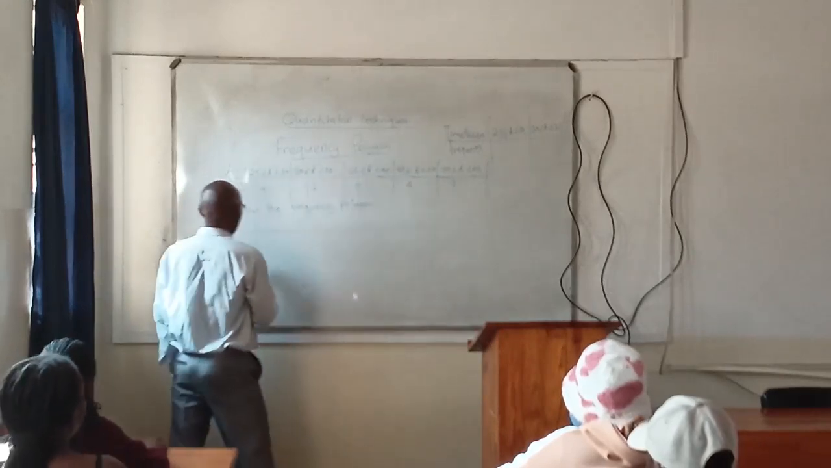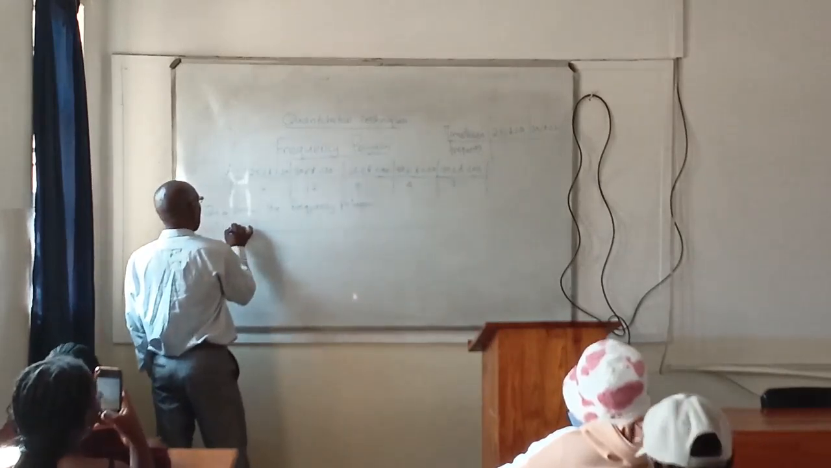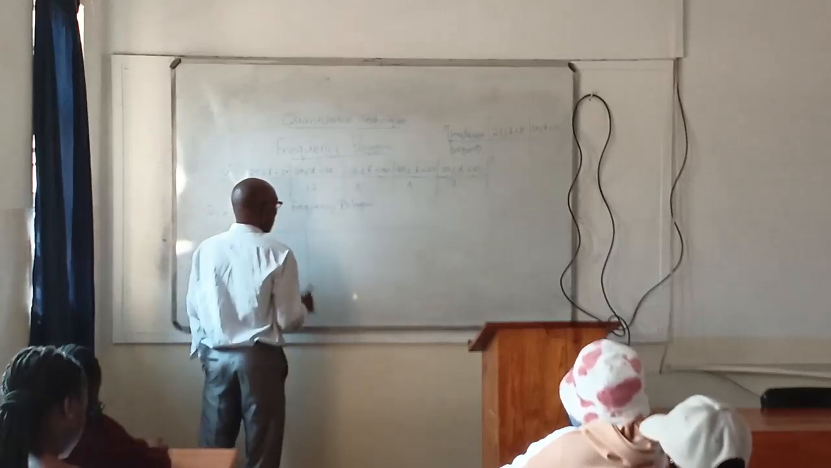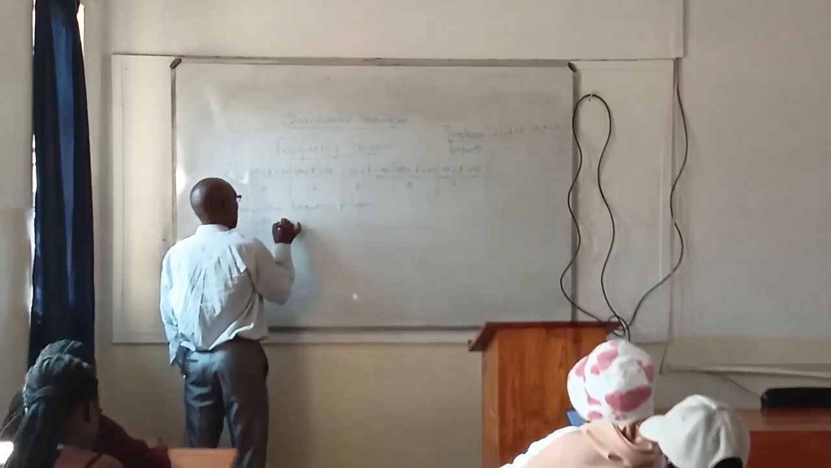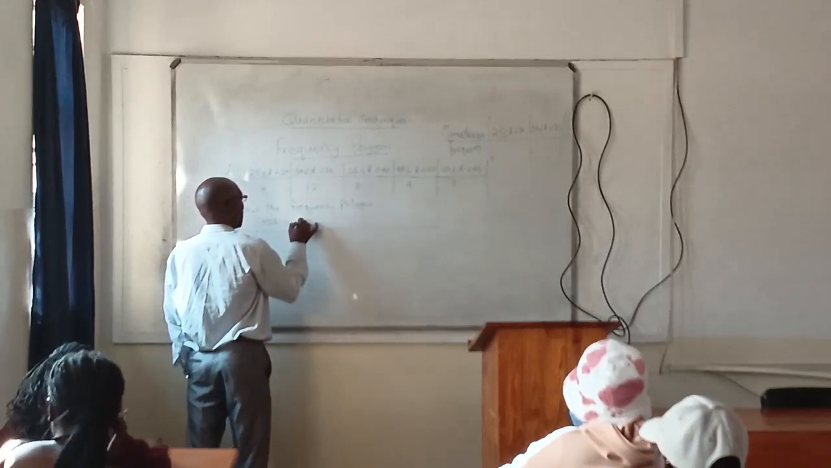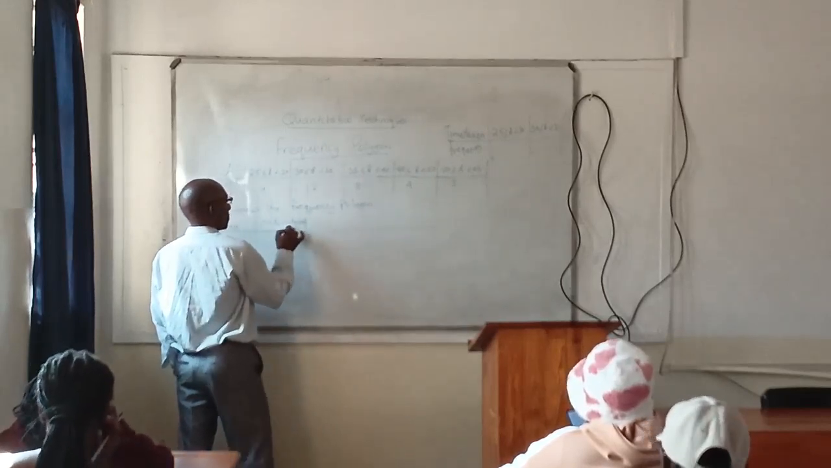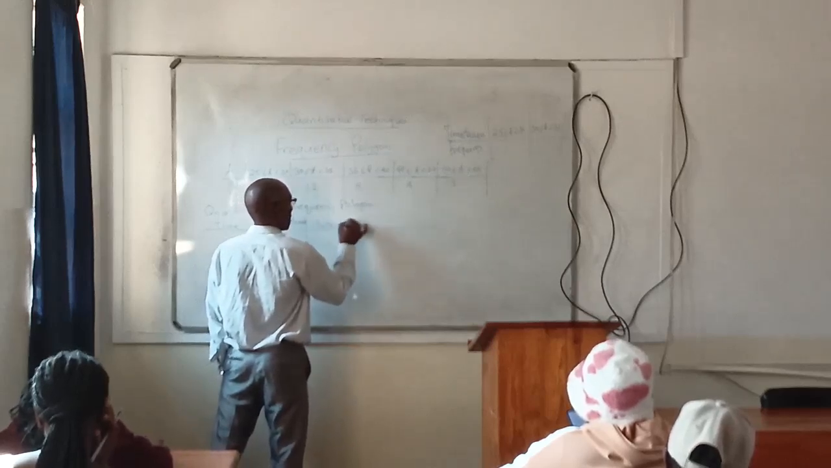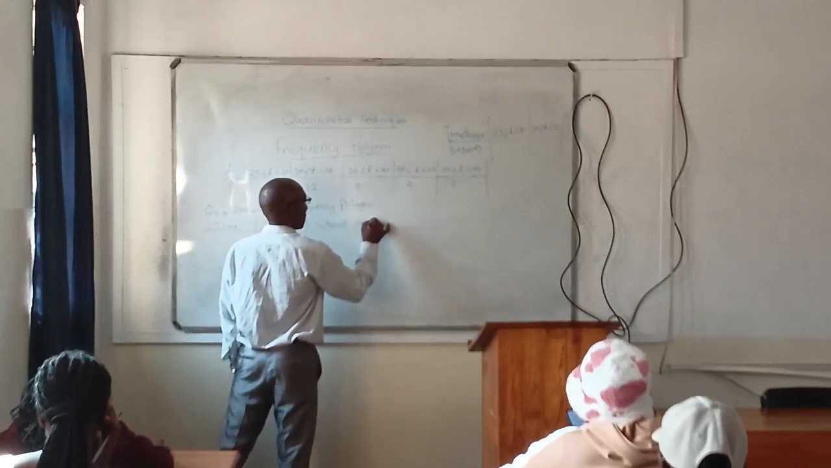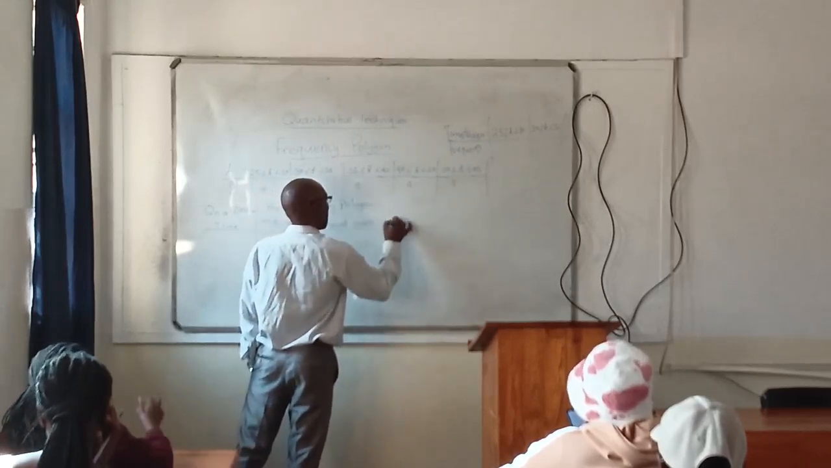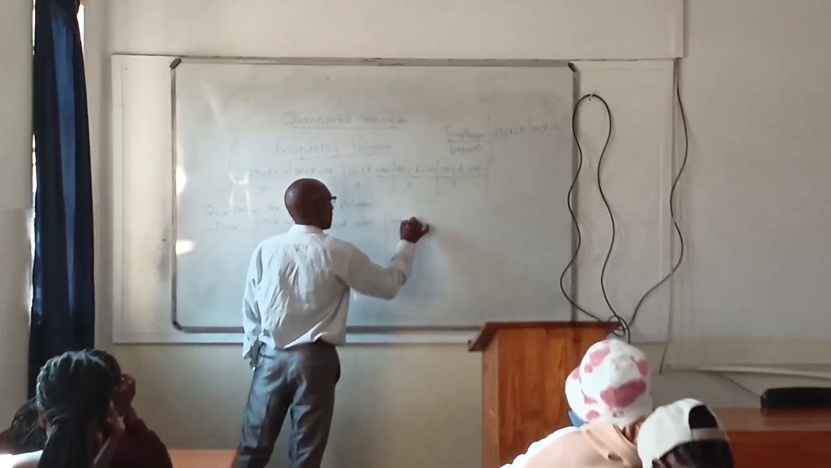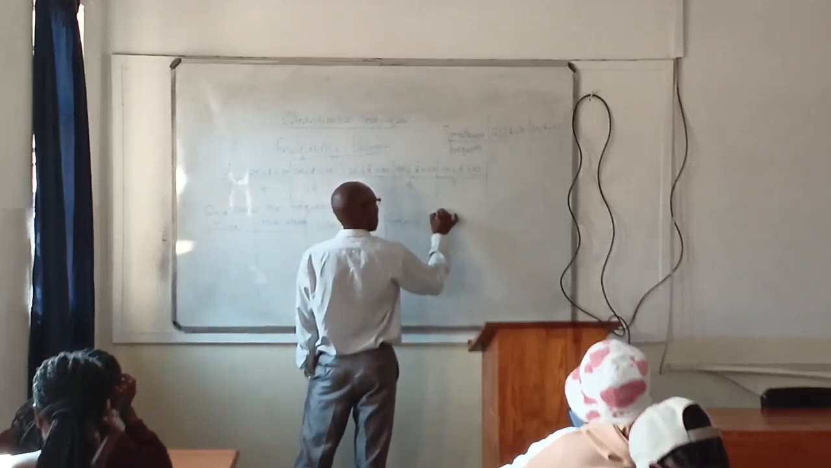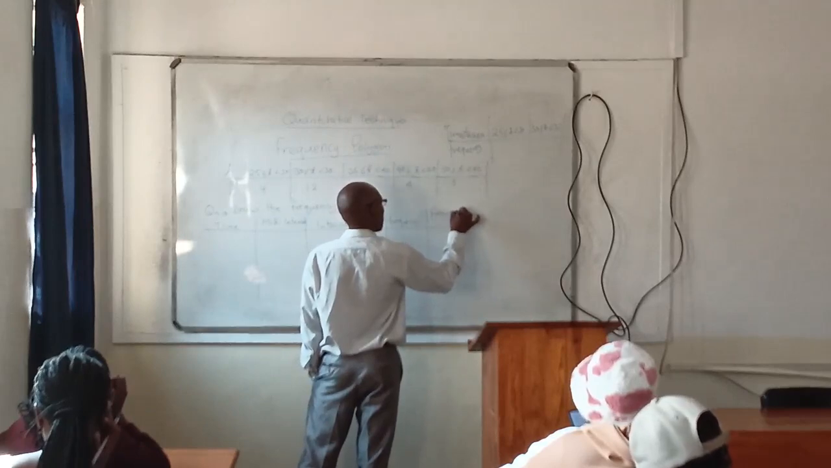You have what is called time. Another one? Mid-interval value. The other one? Interval width. The other one? Frequency. And the last one is frequency density.